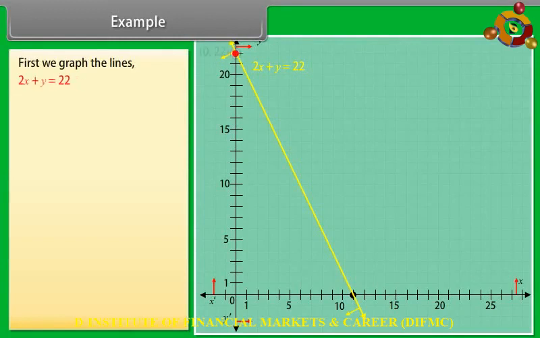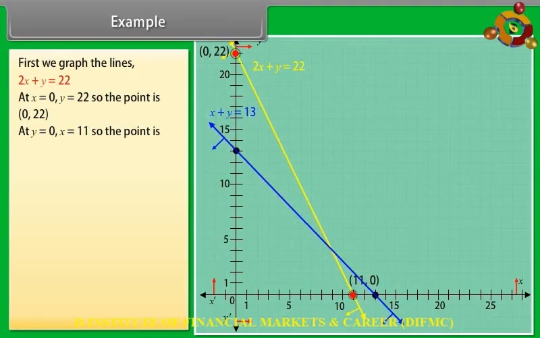2x plus y is equal to 22. At x is equal to 0, y is equal to 22. So, the point is 0, 22. At y is equal to 0, x is equal to 11. So, that point is 11, 0.